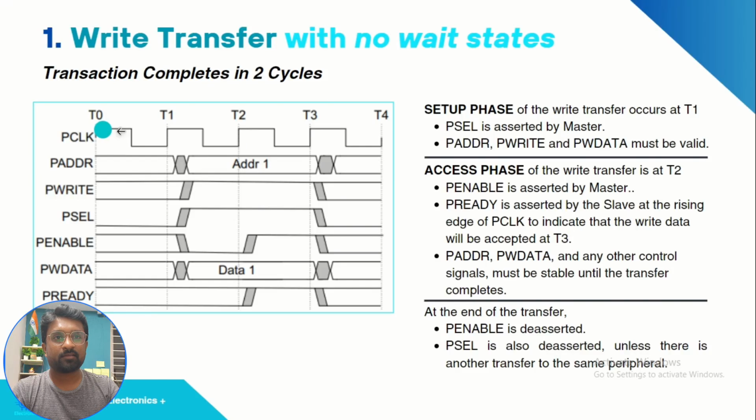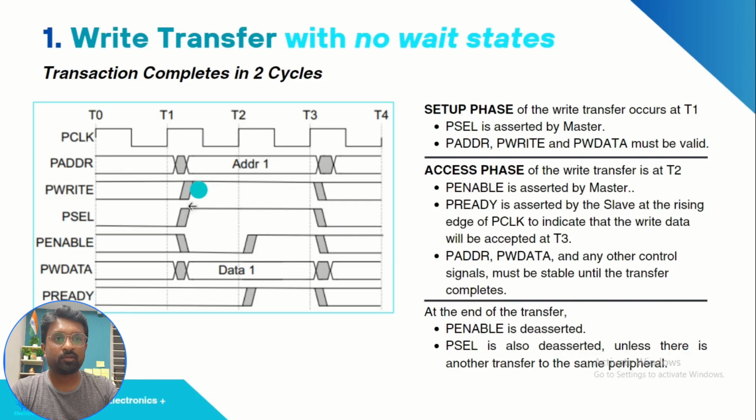So the first thing is that in between T0 to T1 you can see P select is 0. The very basic thing is that we need to enable P select. Then only we need to look for P enable. When P select is equal to 0, no need to look for other signals. There is no transfer that occurs here. This is idle phase. P select is 0.